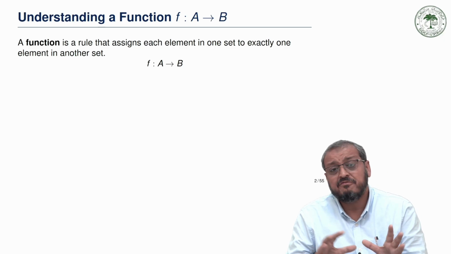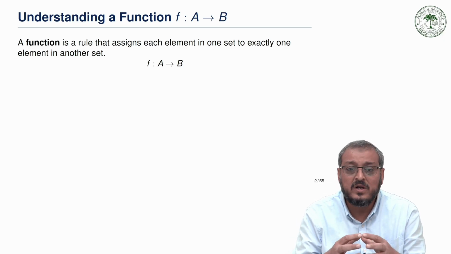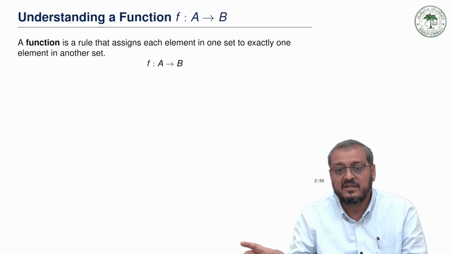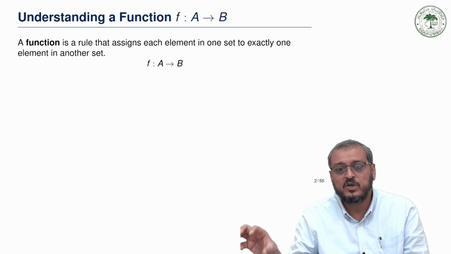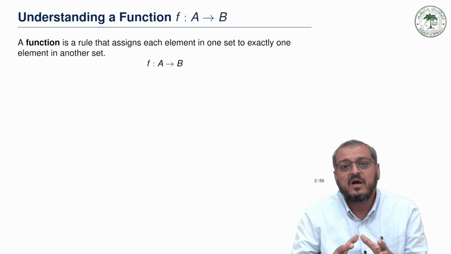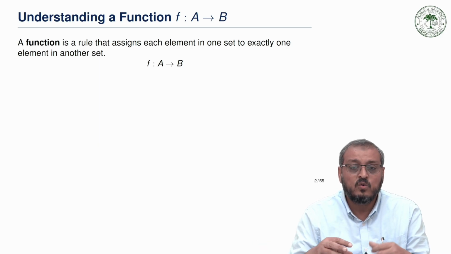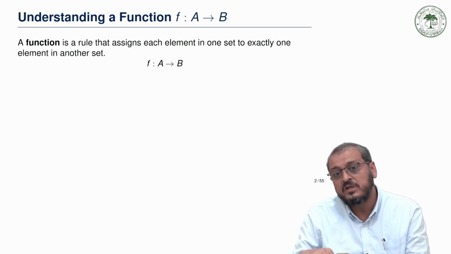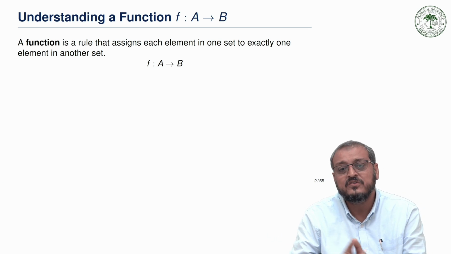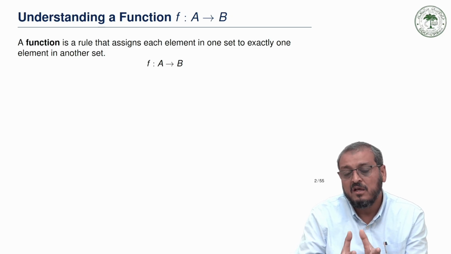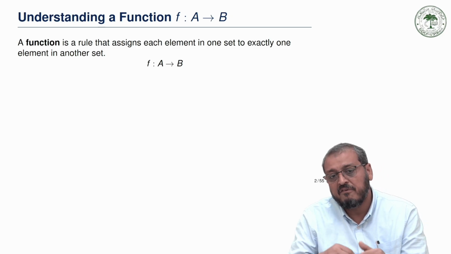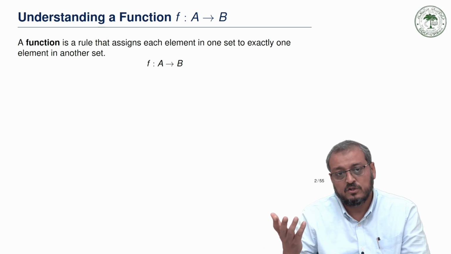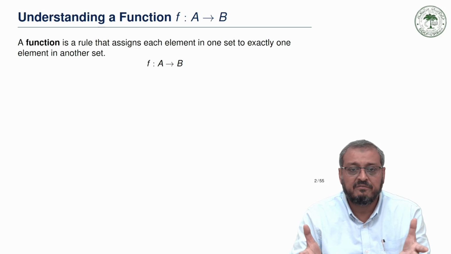A function is a rule that assigns each element of one set to exactly one element of another set. If A and B are two sets, the rule assigns to each element x belonging to A a unique element of B. This means f of x is equal to some y. For every x belonging to A, there exists some y in B. This is the well-known definition of a function.